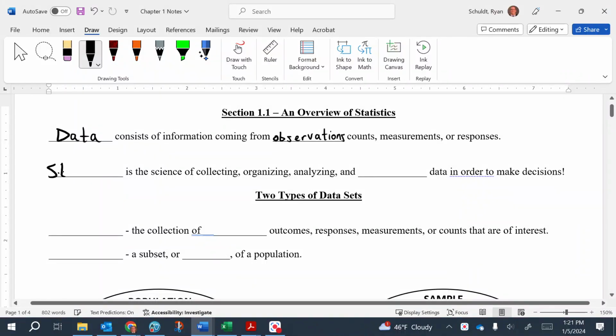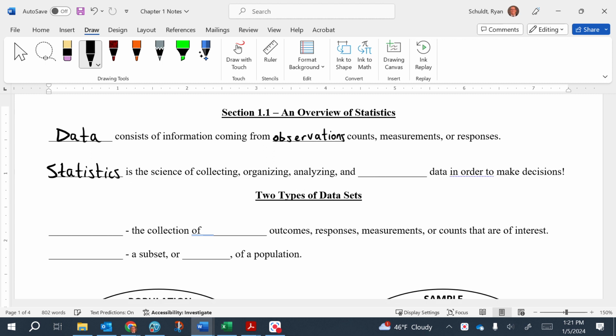Statistics is the science of collecting, organizing, analyzing, and interpreting data in order to make a decision.